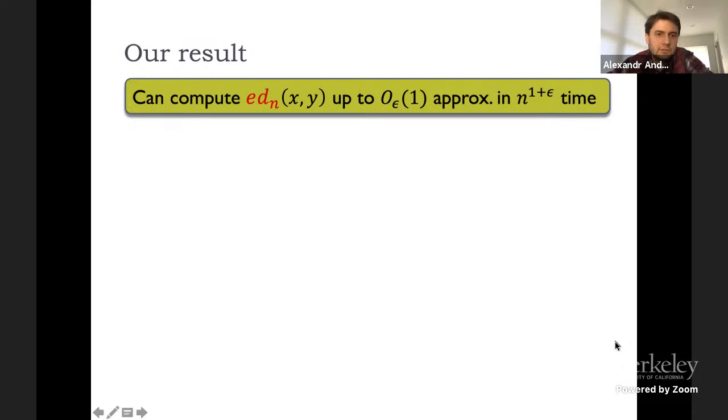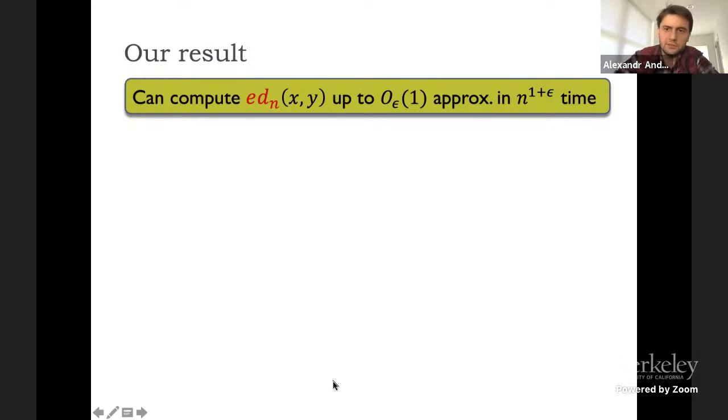Okay, so this is one. In our paper, we did not look at the question of getting the alignment directly from our algorithm. Well, I believe it should be doable. Okay, so let me continue.